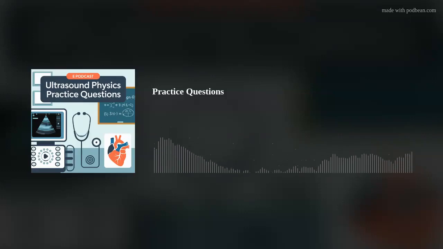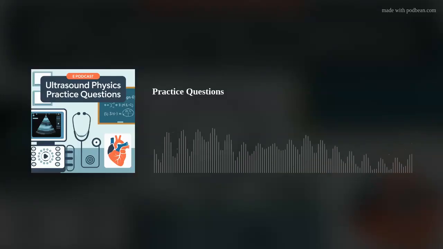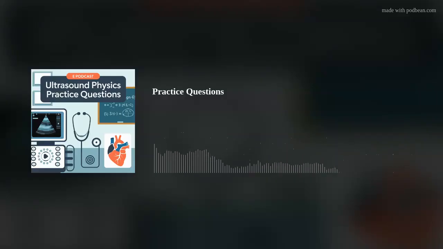This one mentions PZT, or lead zirconate titanate. Why is that material so important in ultrasound? PZT is a piezoelectric material. It's a fancy way of saying it has a special ability. It can change mechanical energy into electrical energy, and vice versa. That's the magic behind how ultrasound transducers work.